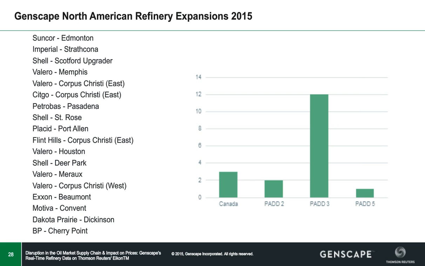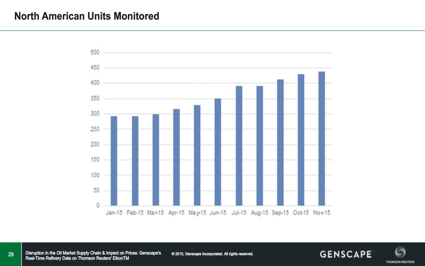In total, we currently monitor a little over 400 particular units, with each unit representing a CDU, a VDU, an FCC unit. And with the addition of 5 new refineries that are going to come on very soon in Pad 5, we'll be well over 450 particular units.